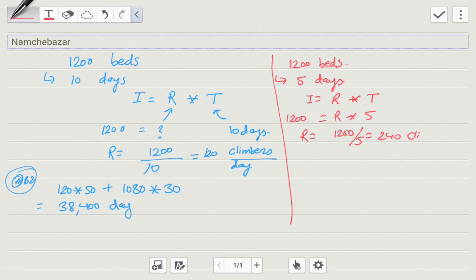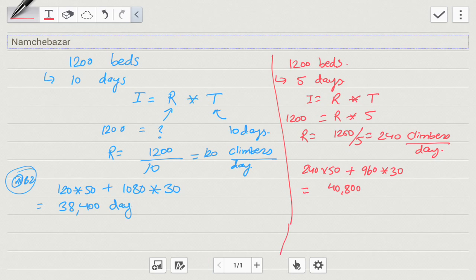So that is, there are 240 arrivals per day. Now, how much money do they spend altogether in a day? So there are 240 new arrivals, and these spend $50, plus there are 960 people who have been there for more than a day. In their second day, their third day, their fourth day, and their fifth day, they spend $30 each, and altogether they spend $40,800.